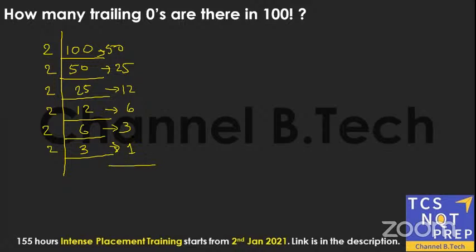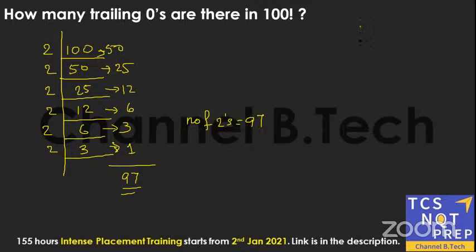Add these values. When you add these values, what do you get? 75, 87, 93, 96, 97. There are 97 2s in 100 factorial. Okay, so the number of 2s is 97.